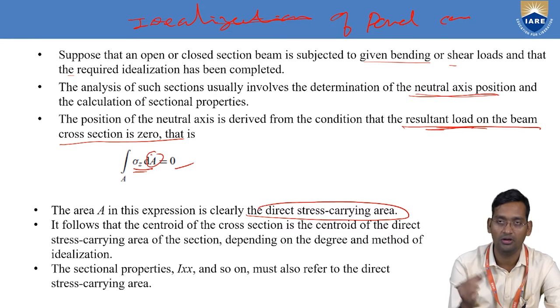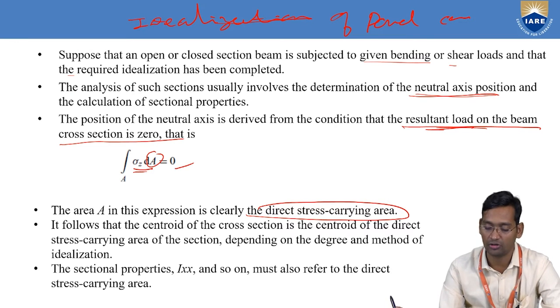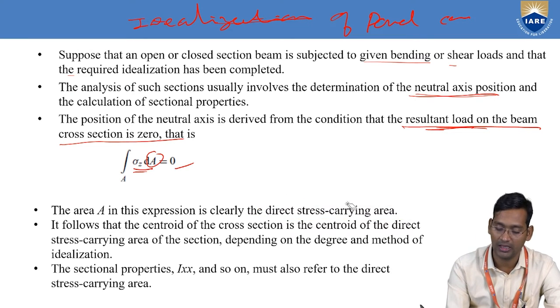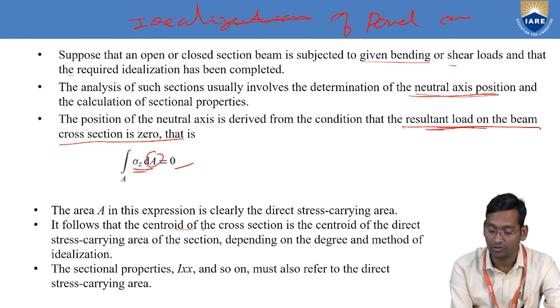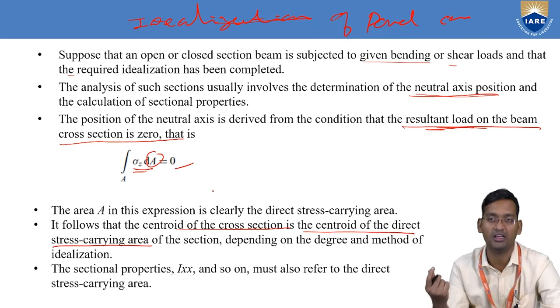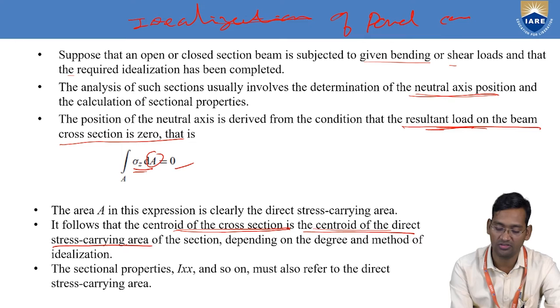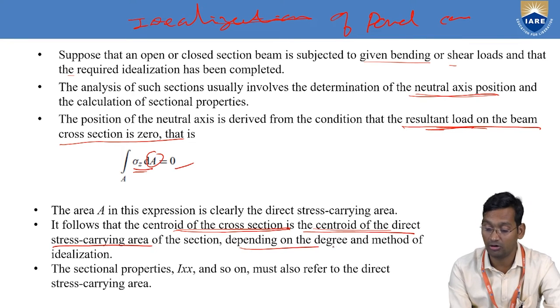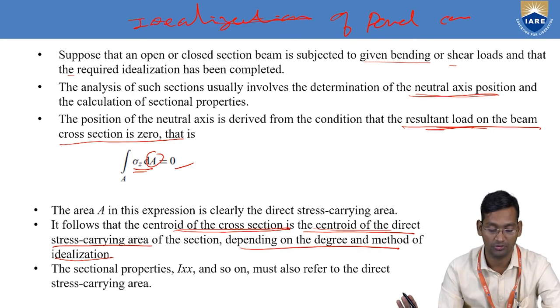So this area is the direct stress carrying area only. It follows that the centroid of the cross section is the centroid of the direct stress carrying area. So we have taken that one and that area is this one. Both will be the same, the centroid of the cross section we are taking and the centroid of the direct stress carrying area, depending on the degree and method of idealization. So how many degrees you are idealizing and what method of idealization, it depends on that.